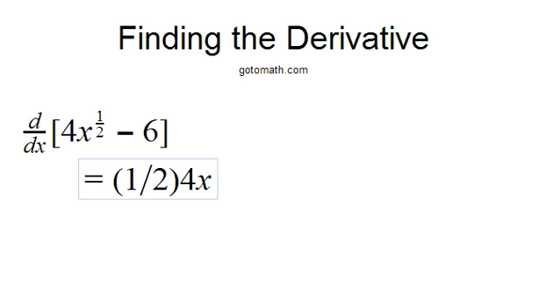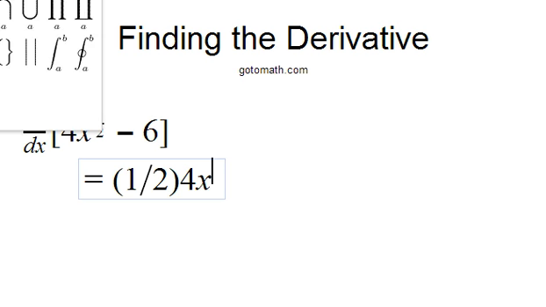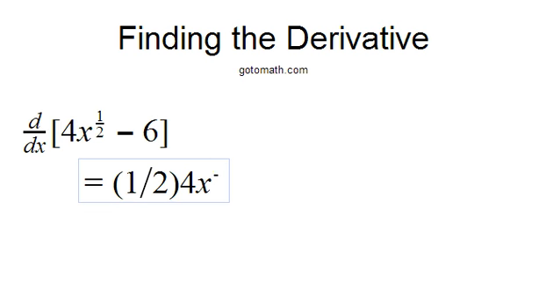So we're taking this half, bringing it out front, multiplying it by the 4, and rewriting the x. Now this time we want to subtract 1 from the half here, and I'm just going to go ahead and write the half and then go minus 1, so we're not skipping any steps. And then of course remember the derivative of 6 is 0, so I'm not going to rewrite that.